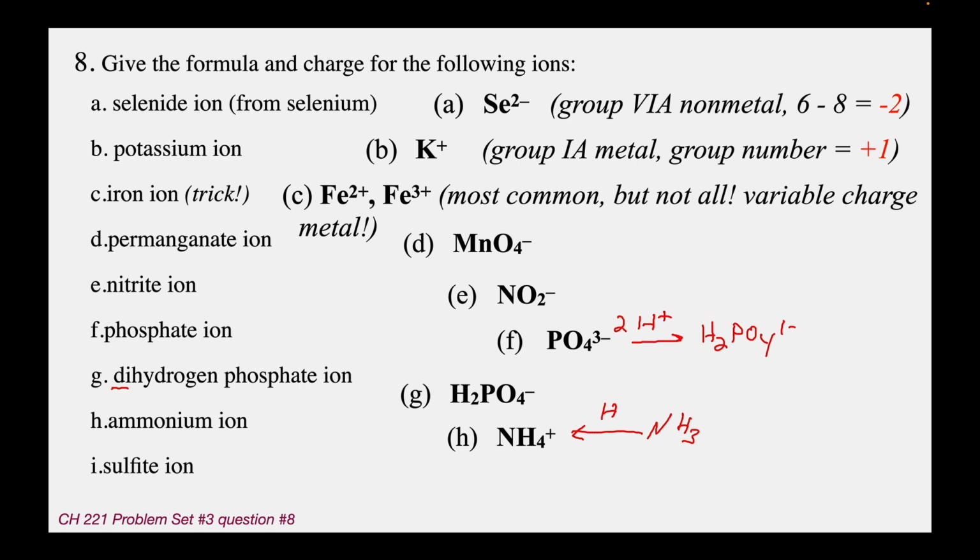Sulfite is sulfur. It's got some oxygens on it. Sulfite is SO3 minus 2. Now, sulfite is a lot different than sulfur trioxide. That would be SO3 without a charge, a neutral compound. Sulfur trioxide, the gas, is actually a precursor to sulfuric acid. If you put sulfur trioxide in water, it actually makes H2SO4, sulfuric acid.